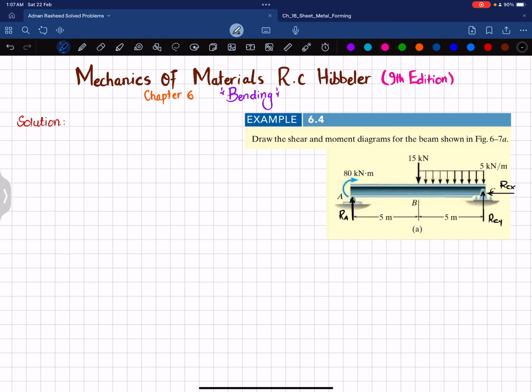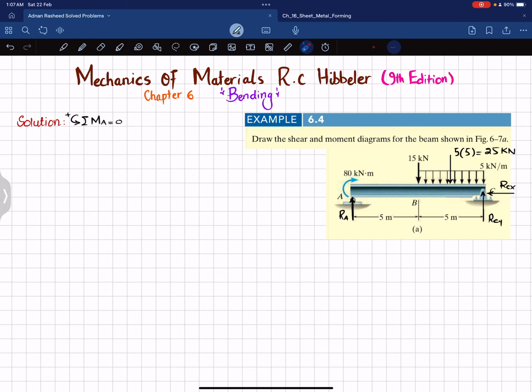So the first equation of equilibrium is that the sum of all moments about point A is equal to 0, taking the counterclockwise moment as positive. You can see this is a distributed load of 5 kilonewton per meter. When converted into a point load, this load will become equal to 5 multiplied by the length over which it acts, which is 5, and that is 25 kilonewton.